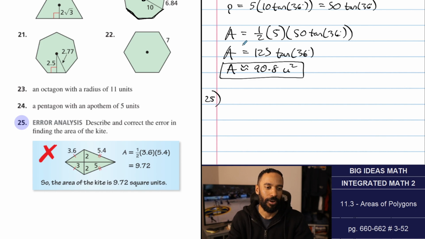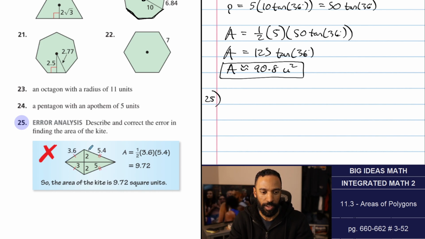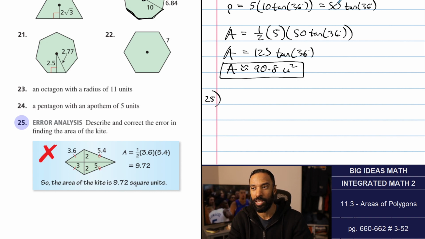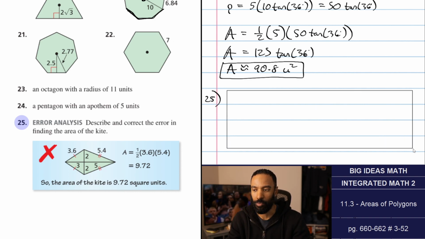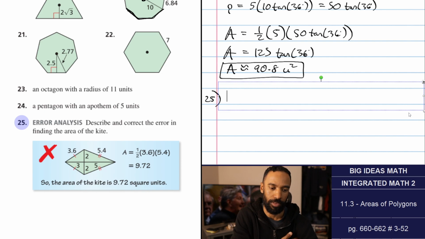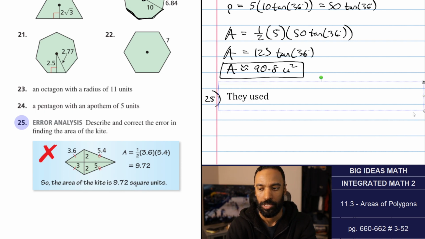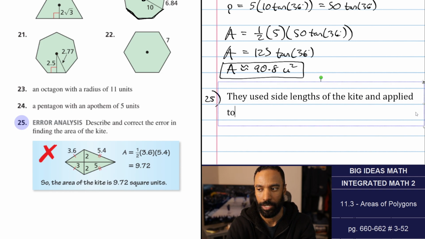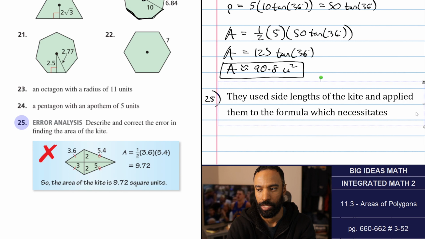Number 25, error analysis. Describe and correct the error in finding the area of the kite. So I see a diagonal that would be a length of 4. This one would be a length of 8. And they decided to go off these things right here, the 3.6 and 5.4. Those are not diagonals. Those are actually sides. The fact that they are diagonal might be what someone might mistake. They used side lengths of the kite and applied it to the formula which necessitates diagonal usage.